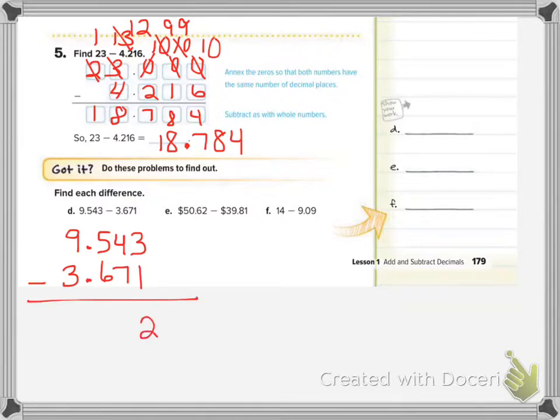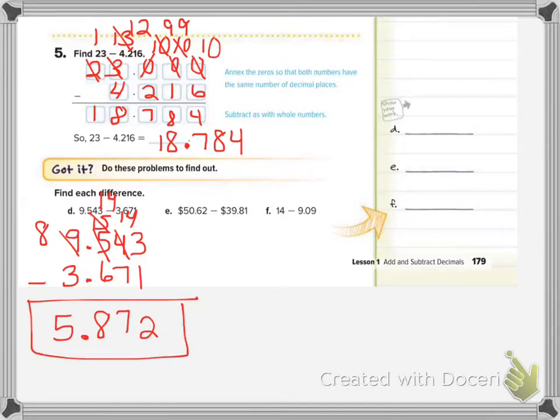So 3 minus 1 is 2. Borrow, borrow. So our 8, 15. 15 turns to a 14. And our 4 can turn to a 14. 14 minus 7 gives us 7. 14 minus 6, 8. Good. 8 minus 3, 5. And what did I forget to do? Bring down my decimal. Excellent. So the answer for letter A is 5.872.